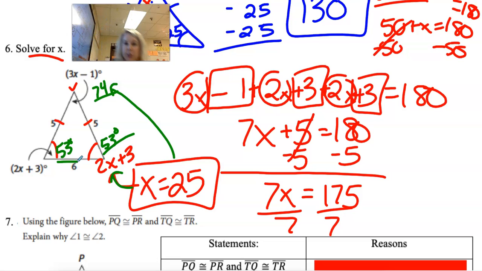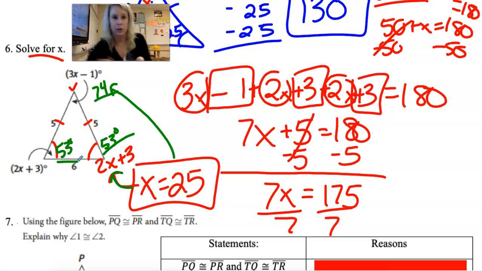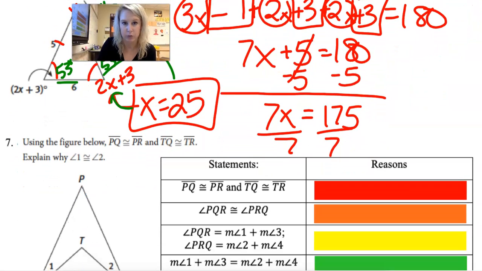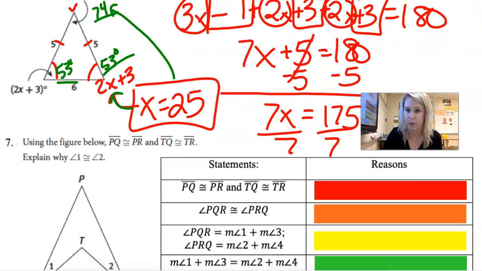So if you're ever on a quiz and you want to make sure you're correct, you can always substitute your answer in to find your angle measurements to see if you're right. That's an example of using algebra with isosceles triangles. All right, let's look at one more proof problem.